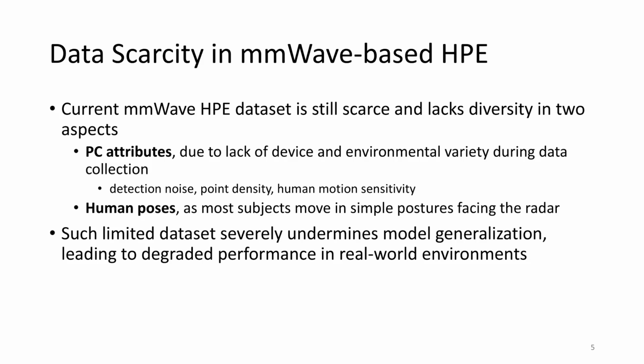This limitation appears in two major aspects. First, point cloud attributes are limited because datasets are often collected using similar devices and environments, leading to limited variation in detection noise, point density, and motion sensitivity. Second, human poses are also limited, because subjects often perform simple motions while facing the radar. As a result, models trained on these datasets may generalize poorly to unseen real-world scenarios.